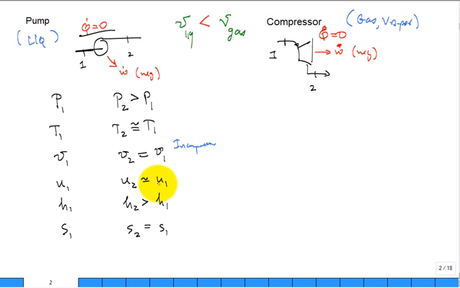Let's do the same thing for the compressor. Make our list of properties: pressure, temperature, specific volume, internal energy, enthalpy, entropy. Put it at state 1, state 1, state 1, state 1, state 1. What's state 1? All on the inlet. Put the same list on the exit: pressure, temperature, specific volume, internal energy, enthalpy, entropy.